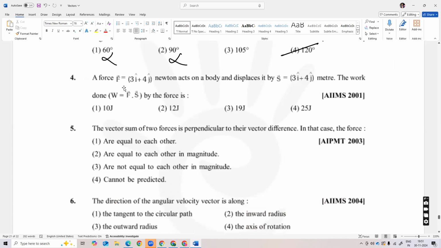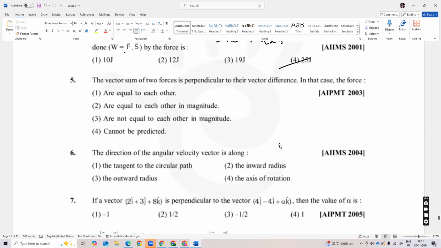The fourth one is: a force 3i plus 4j newton acts on a body and displaces it by 3i. I told you work done is the dot product of F and S. So you can simply write 3 into 3 plus 4 into 4. So it will be 9 plus 16, which is 25 joule.